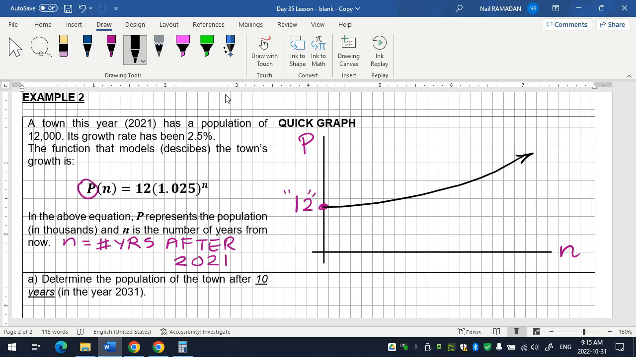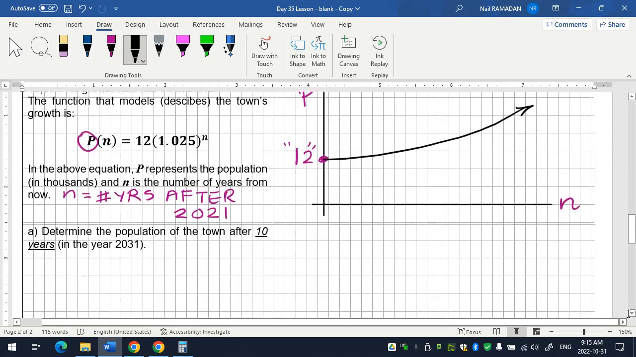Let me just finish with just the second one. Okay, done. Now let's look at the second problem. Determine the population of the town after 10 years. After the year what? So do you need to figure out any numbers, or do you already have the number to plug in? I already.